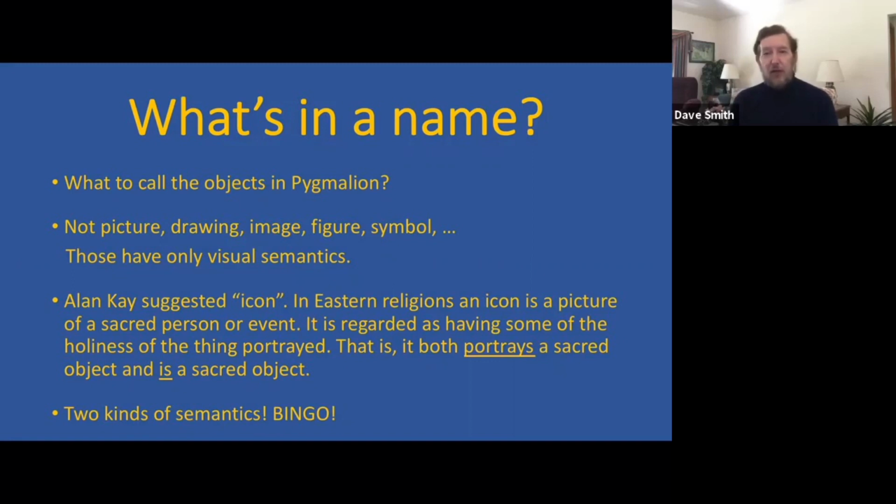So one day I was sitting in L&K's office and we were discussing what to call these things that I was programming with. They couldn't be called pictures or drawings or images or things like that because those concepts have only visual semantics. Ellen suggested the term icon because in Eastern religions, an icon is a picture of a sacred person or event. It is regarded by adherents to those religions as having some of the holiness of the thing portrayed. That is, it both portrays a sacred object and is a sacred object.